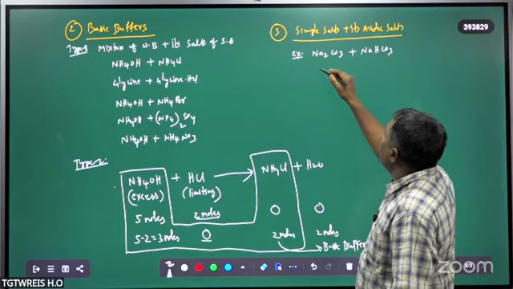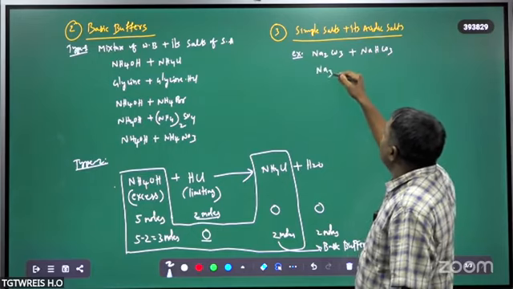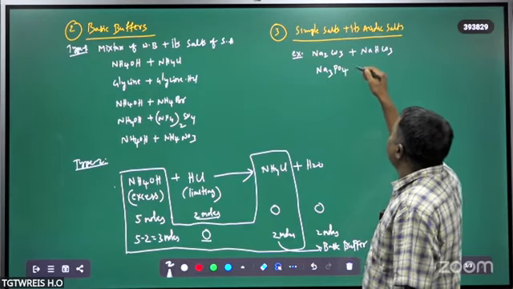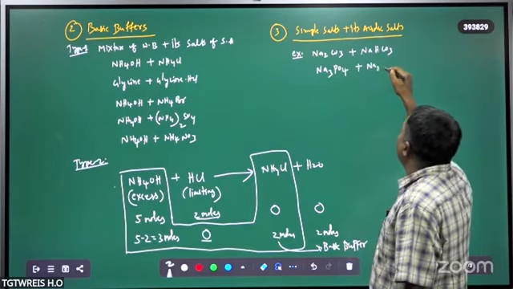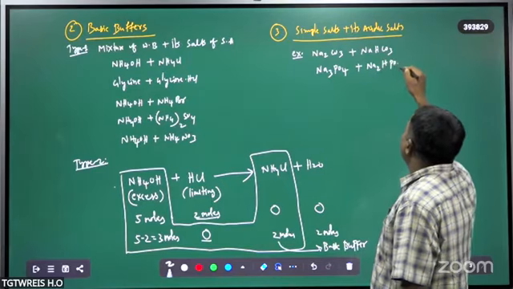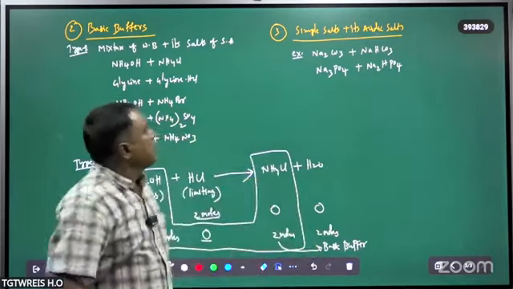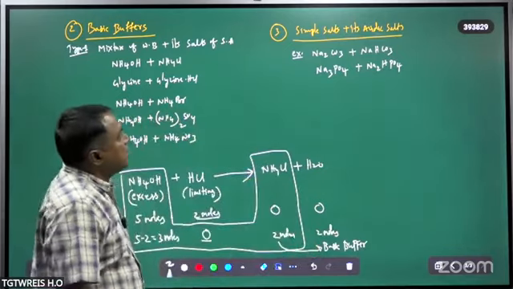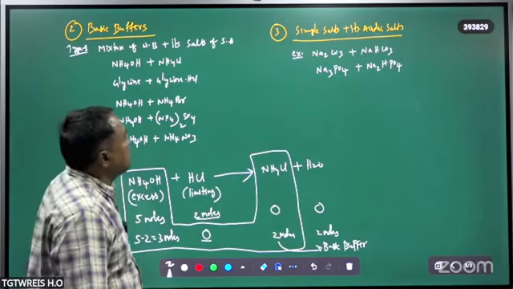For example, Na3PO4, sodium phosphate plus Na2HPO4. So this will also act as a simple salt and its acidic salt solution. They will also act as a buffer solution.